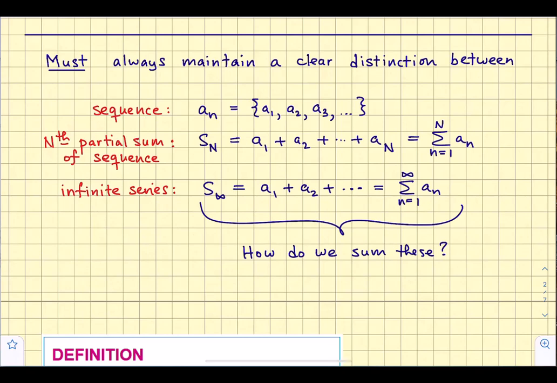A sequence is just an ordered list of numbers. The nth partial sum is where you sum up through the capital Nth term in the sequence. You can write it in summation notation like this. And then an infinite series is when you don't sum just through the capital Nth term, but you sum all the infinitely many terms, and we write it like this. This is no problem, but the question is, how do we sum these infinitely many terms in this series?